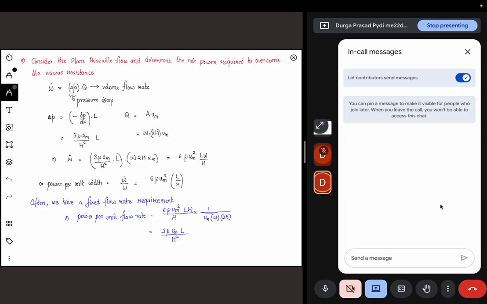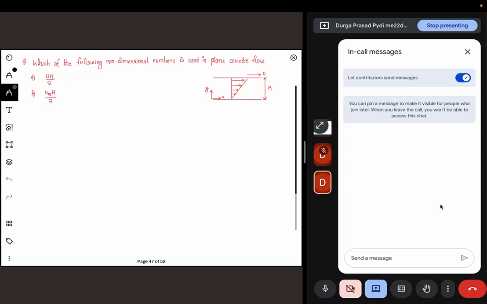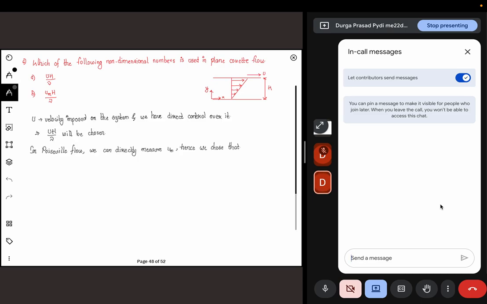Yeah, no questions. Then we can move on to the next problem. This I have already discussed. Which of these two non-dimensional numbers would you use in a plane Couette flow? We've already discussed this. You'll be using U because that is something that you have direct control over, instead of measuring UN. So you pick the first one. Of course, in Poiseuille flow, you do not know what U is directly. All we know is the average velocity, so we'll use UM instead of U.